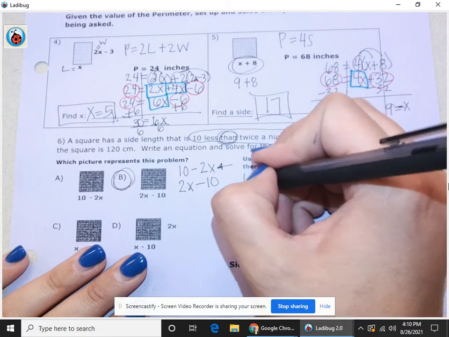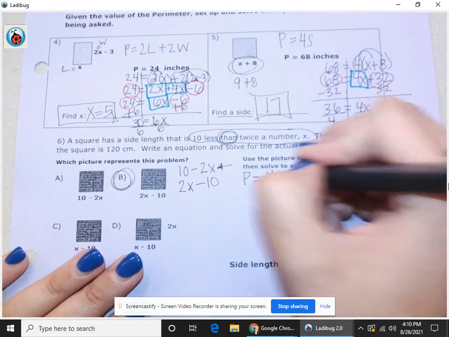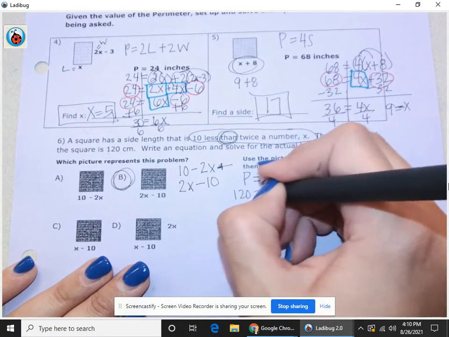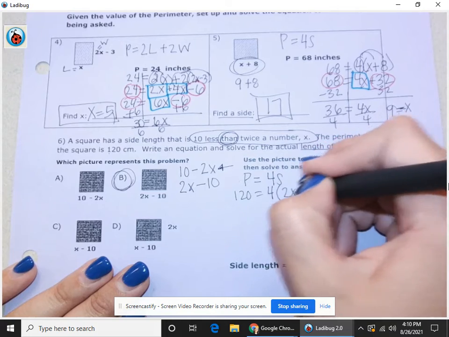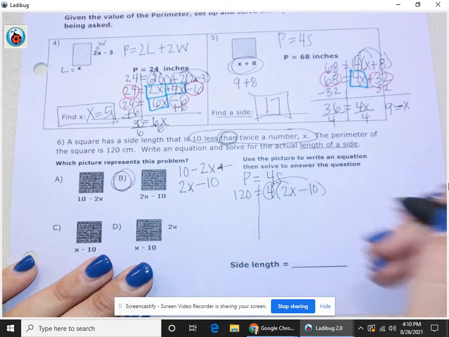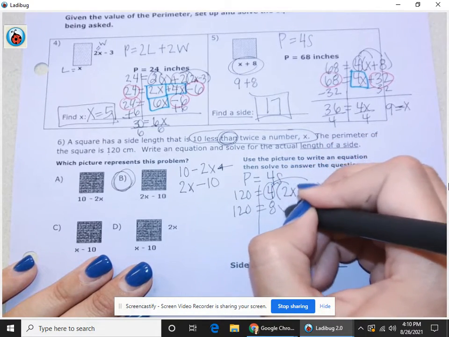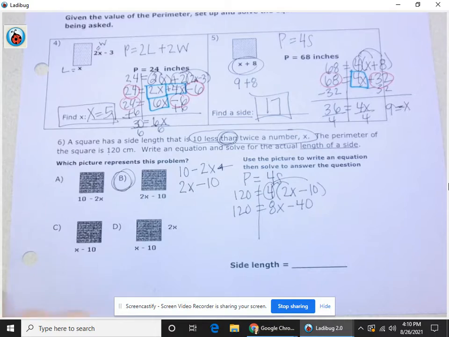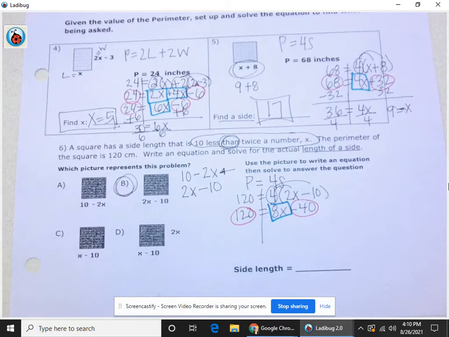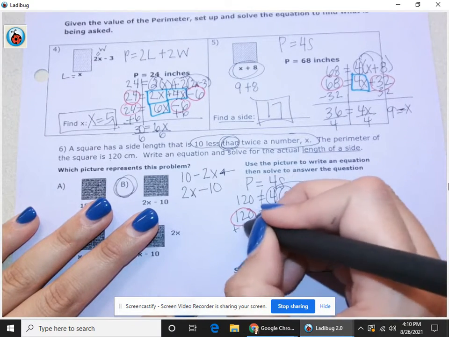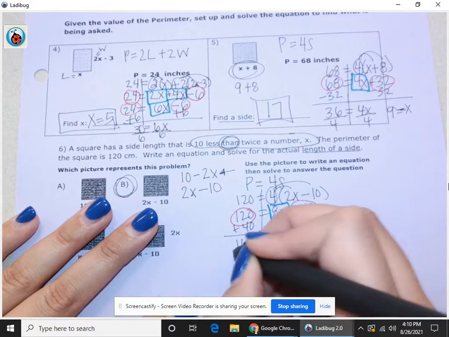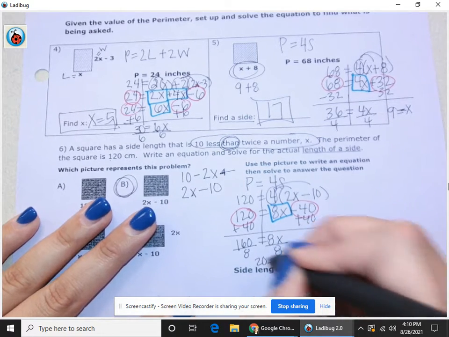So my perimeter for a square is 4S. My perimeter here is 120. I've got 4, the length of my side is 2x minus 10, and now I solve. I'm going to distribute. I get 120 equals 8x minus 40. I need to get all my like terms on the same side, so I'm going to add 40, and I get 160 equals 8x. Solve for just x, so x equals 20.